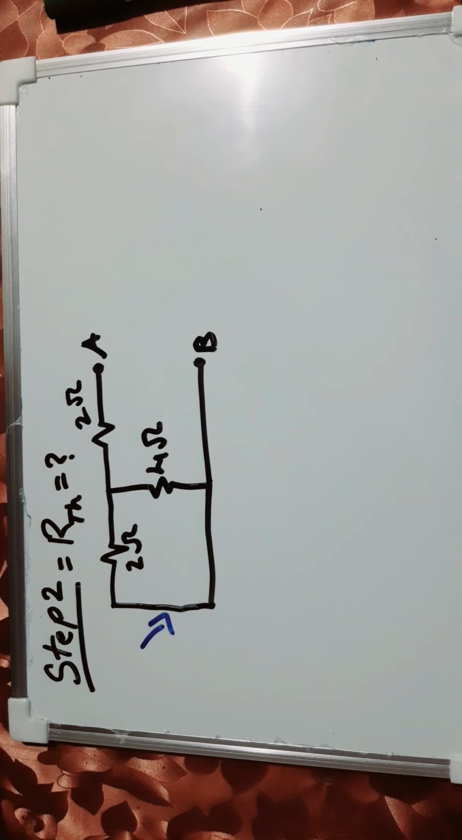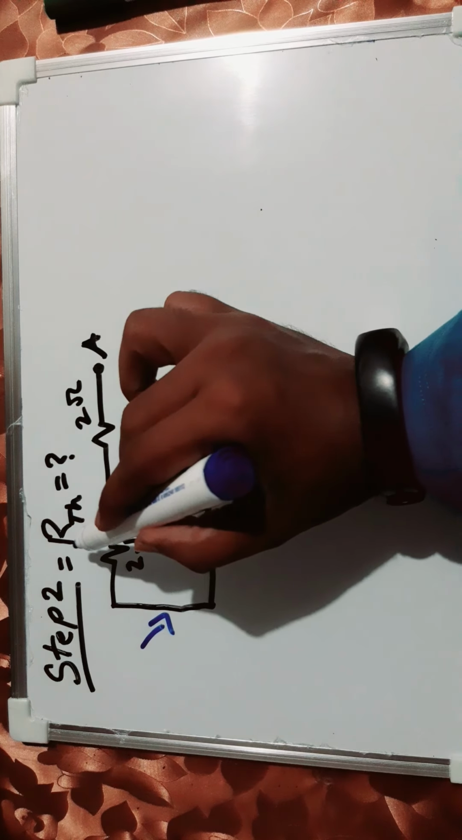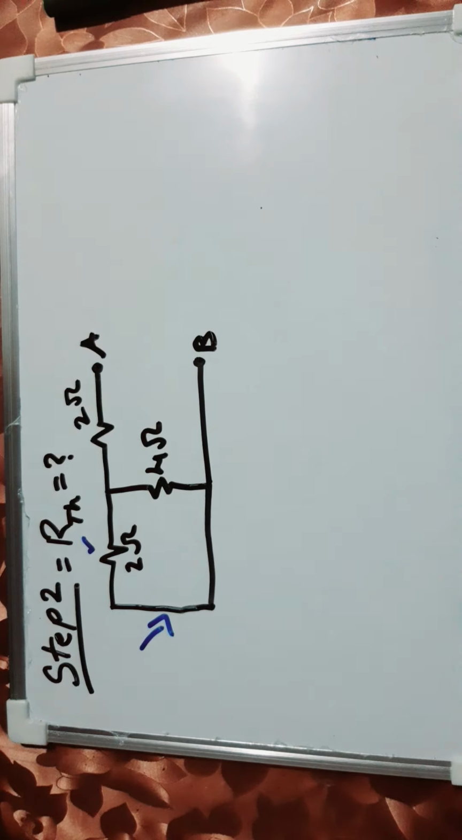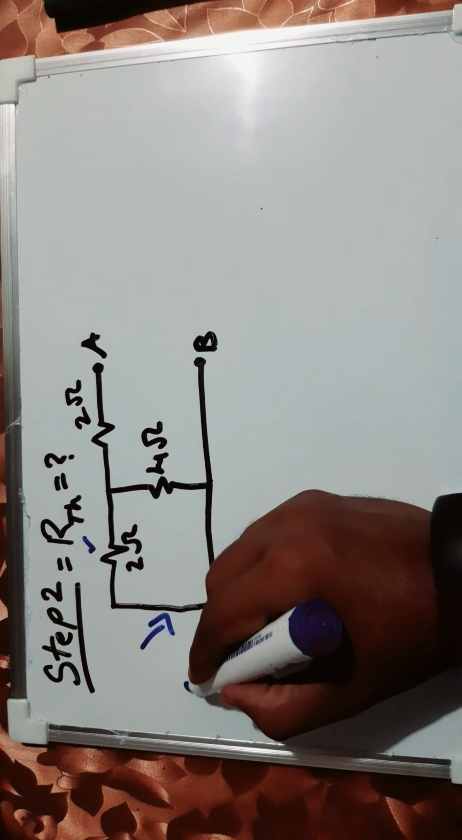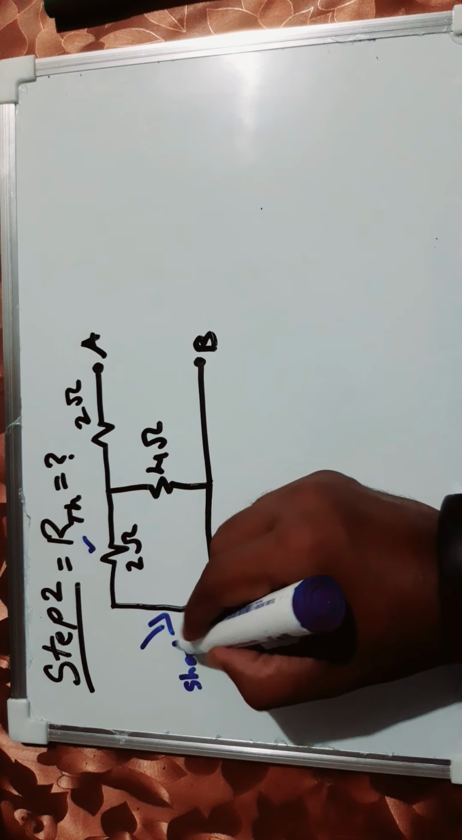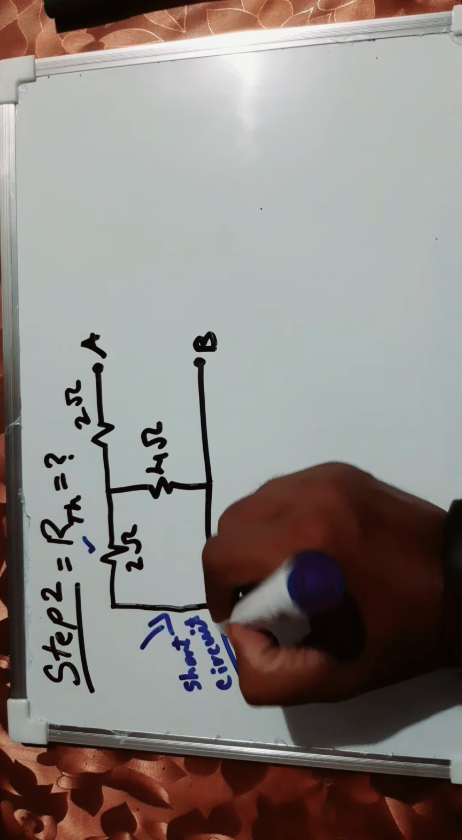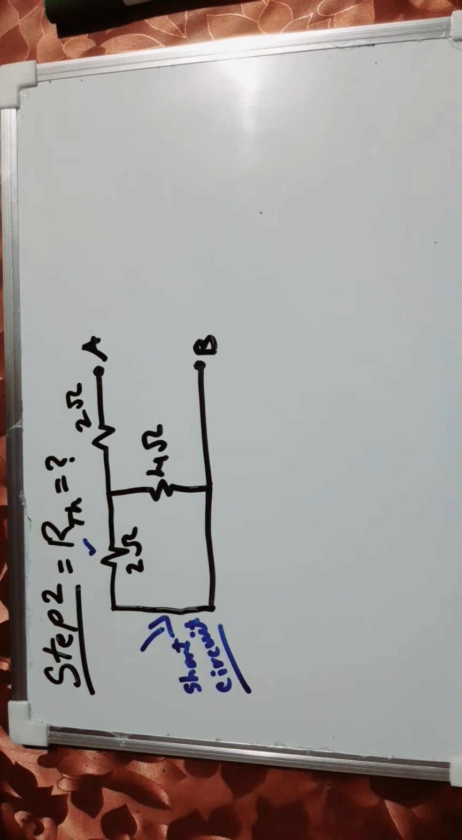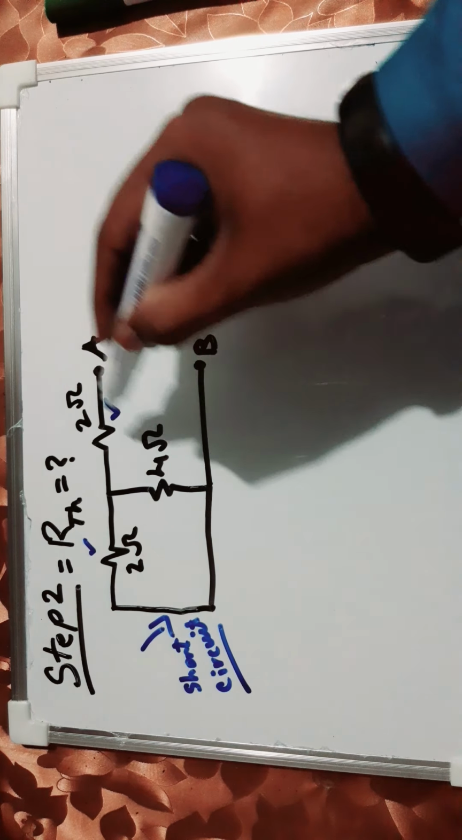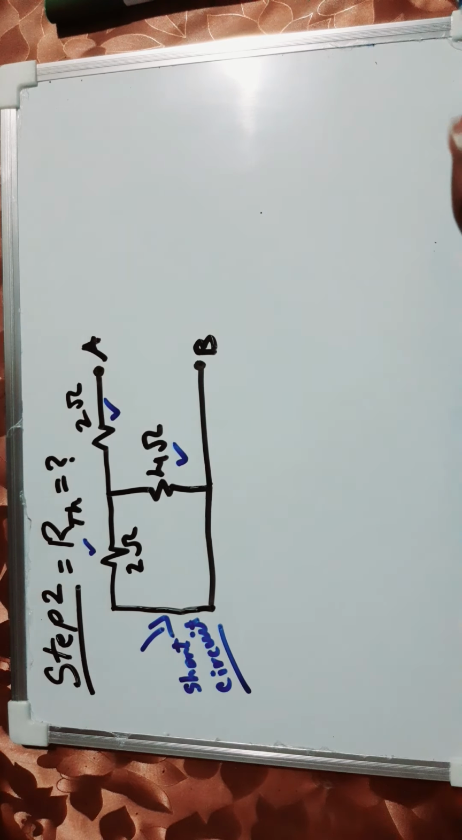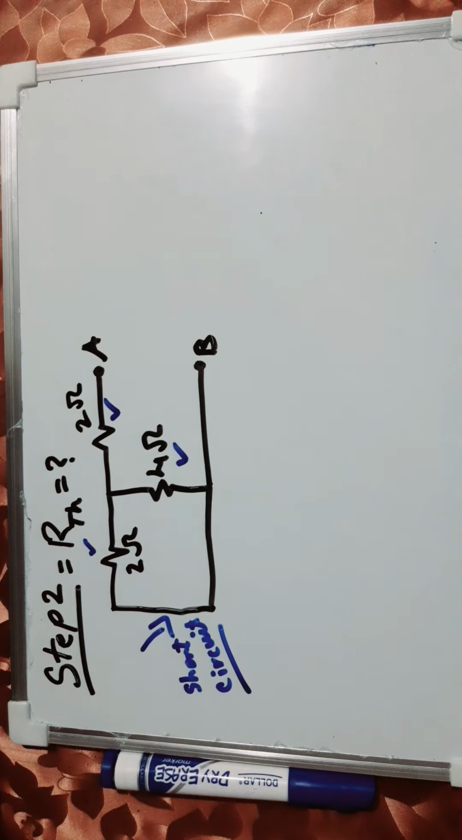So remember, whenever we are finding Thevenin equivalent resistor, we have to short circuit our voltage source. So here we short circuit our voltage source, and these are our remaining resistances. So now we will find the Thevenin equivalent resistance. So what is the first step?